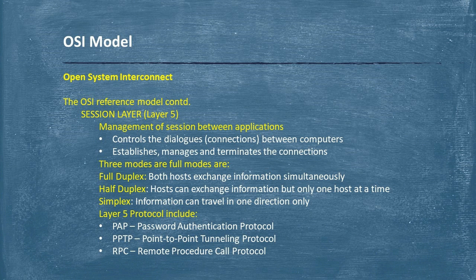So now we go to the session layer, which is the management of sessions between applications. It controls the dialogues, that is connections between computers; it establishes, manages, and terminates the connections. The three modes are full duplex, half duplex, and simplex. Simplex is where information can travel in only one direction, whereas in half duplex hosts can exchange information, but one host at a time. Full duplex is where both hosts exchange information simultaneously.